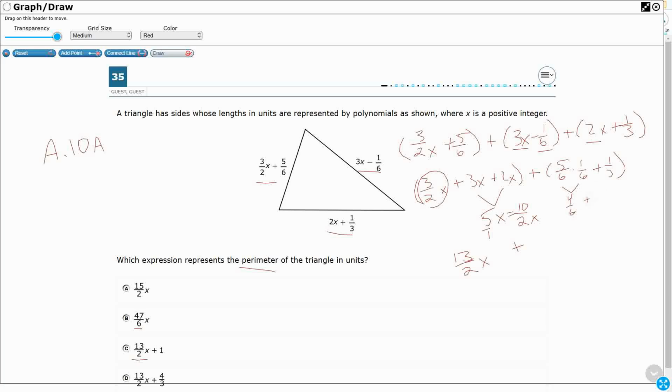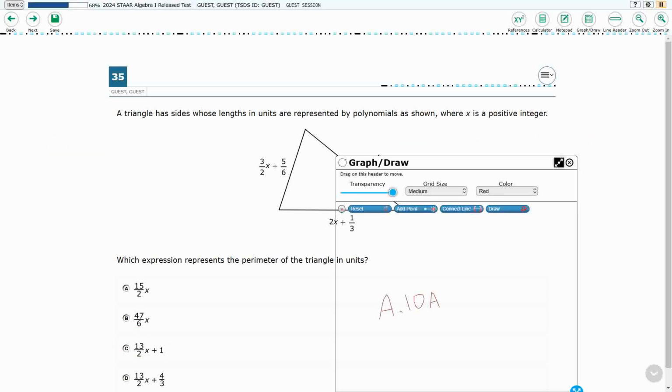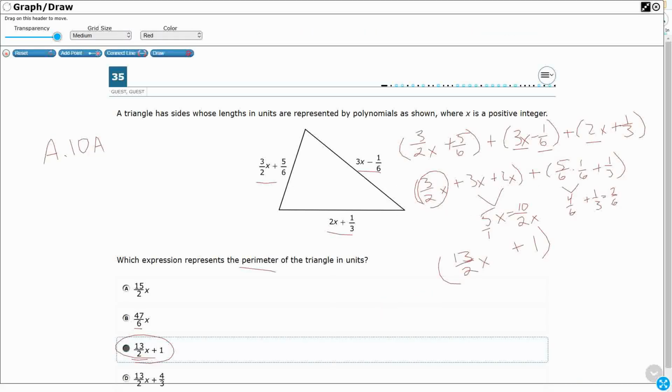4/6 plus this 1/3. Well, different denominators, but if I can reimagine that 1/3 as a 2/6 just by doubling it, you notice I've got a 4/6 and a 2/6. If I add 4/6 and 2/6, I get 6/6 or 1. So I get my 13/2 x plus my 1, and that is my answer, C.